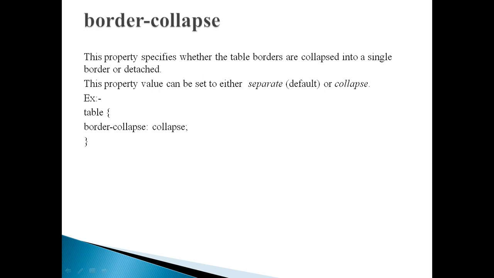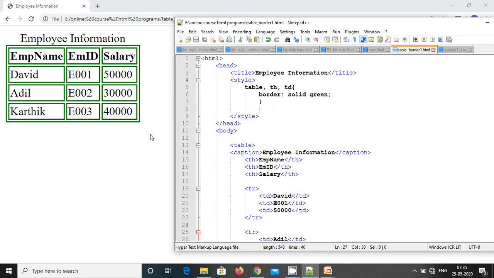This property value can be set to either separate or collapse. Separate is the default value. If you want everything to be merged as a single border, you can specify collapse as a value to the border-collapse property. Okay, let's see an example for this. Now by default you can see here it is separate. The border is separate. Now I wanted to give the border as collapse, right?